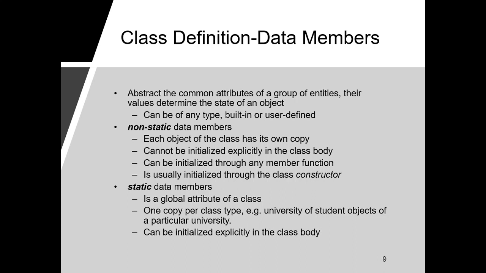It can be of a built-in data type, like an integer, a float, a double, a character. It can be a string. It can be an object of another class. A data member of a class can be an object of another class. Now, if there is a class which has an object of another class as its data member, we say that these two classes are related to each other. They have a relationship, and we call that relationship a has-a relationship.